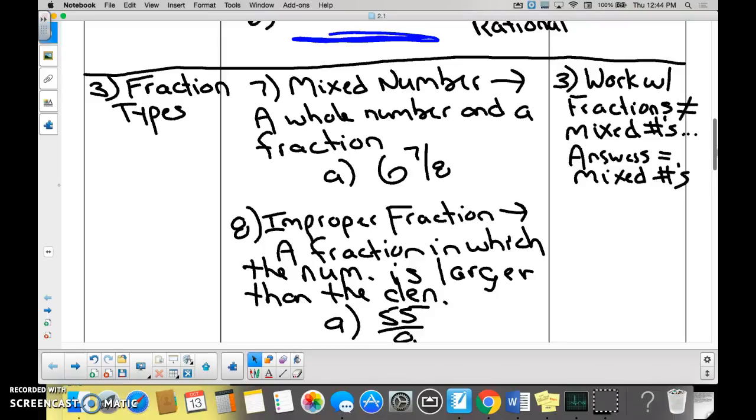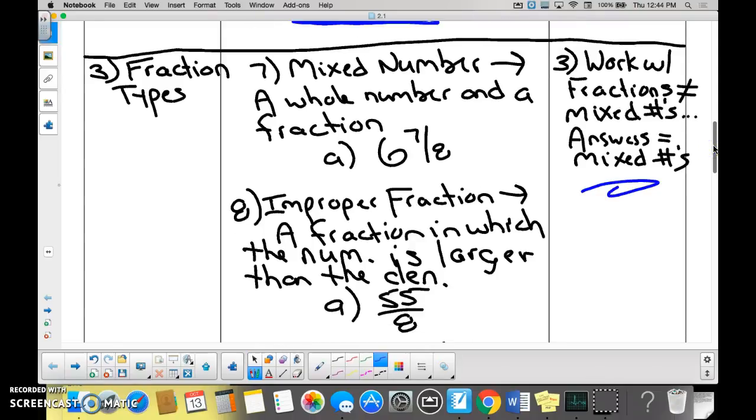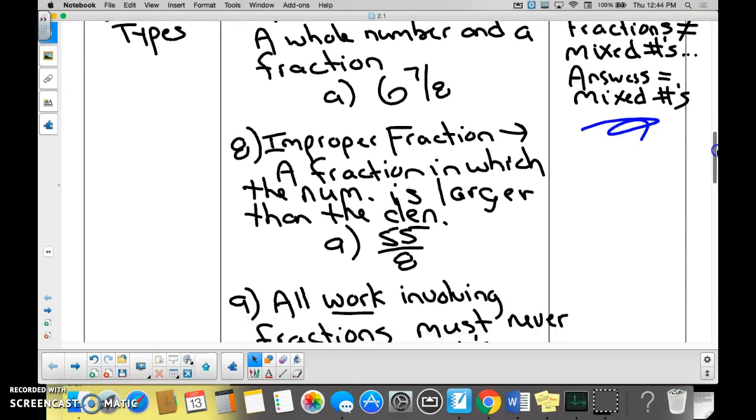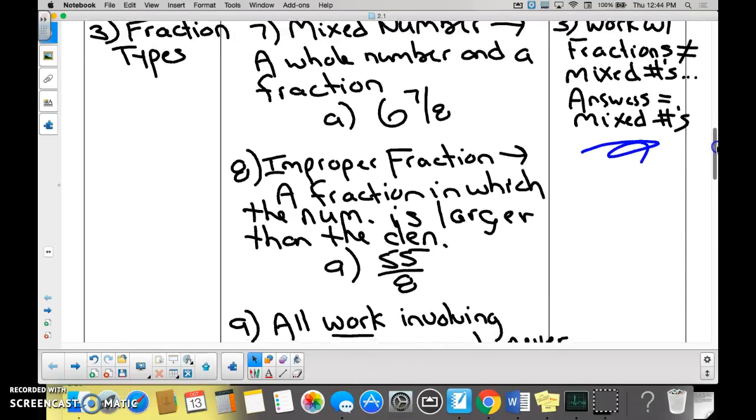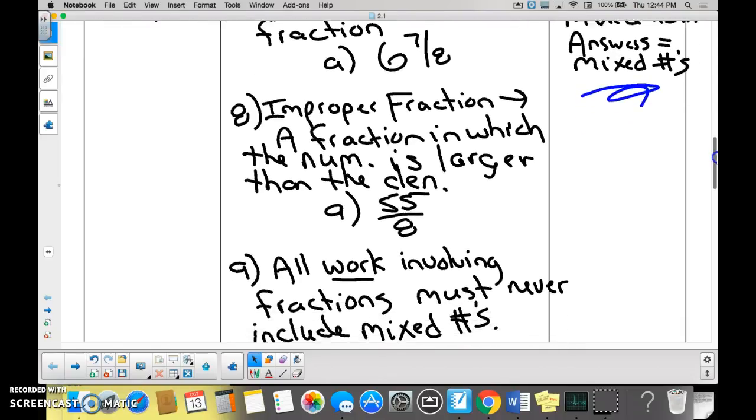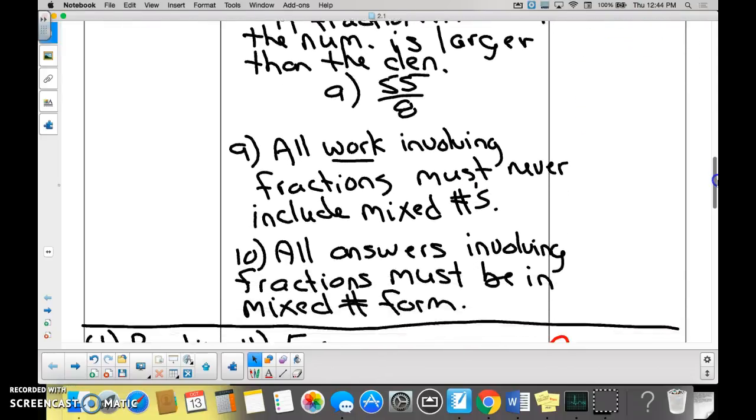Okay, and then when you express your answer, all answers must be expressed as, 1, 2, 3, mixed numbers. And this is our cheat sheet idea, based on what I think, Nathan, I think you gave us that one, right? Cool. And then we just have examples of what a mixed number looks like, which should be review. And number 8, the example of an improper fraction.